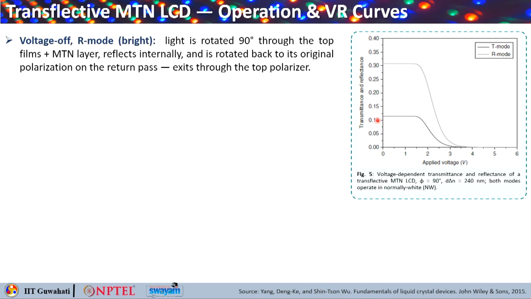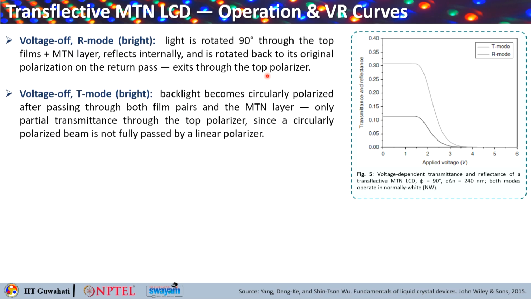You can see when the voltage is not there in the reflection mode, the light is rotated 90 degrees through the top films and the MTN layer, and it reflects internally. So it is rotated back to the original polarization on the return pass, and it can exit the top polarizer. So you basically get a bright mode.